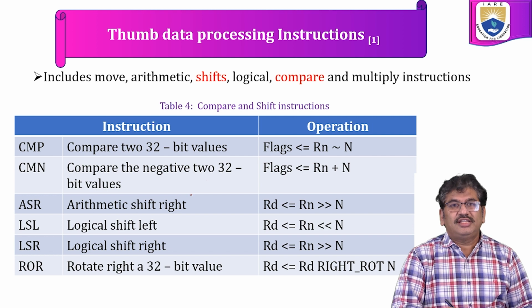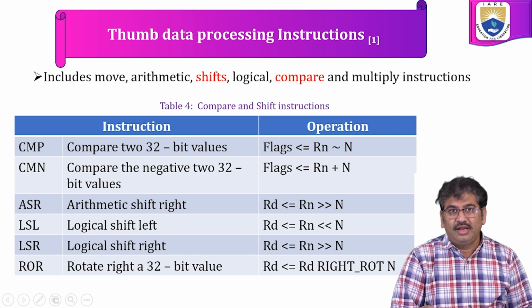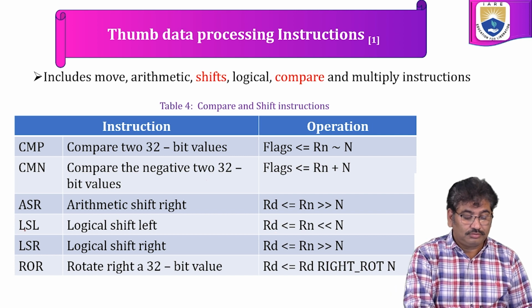The next instruction is ASR, which stands for arithmetic shift right. Here, this instruction will shift the contents of Rn register towards the right side by the number of bits which you have specified in N. Usually N will be an immediate data or through register Rm, and the result will be stored in RD register. The MSB, whenever you are shifting towards right, is going to insert logic 1.